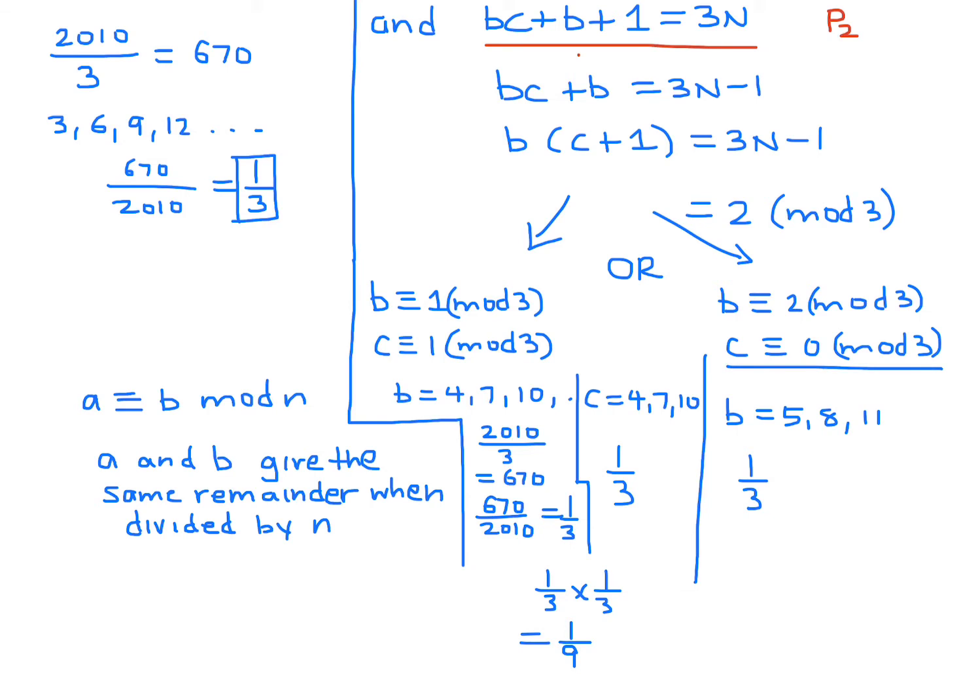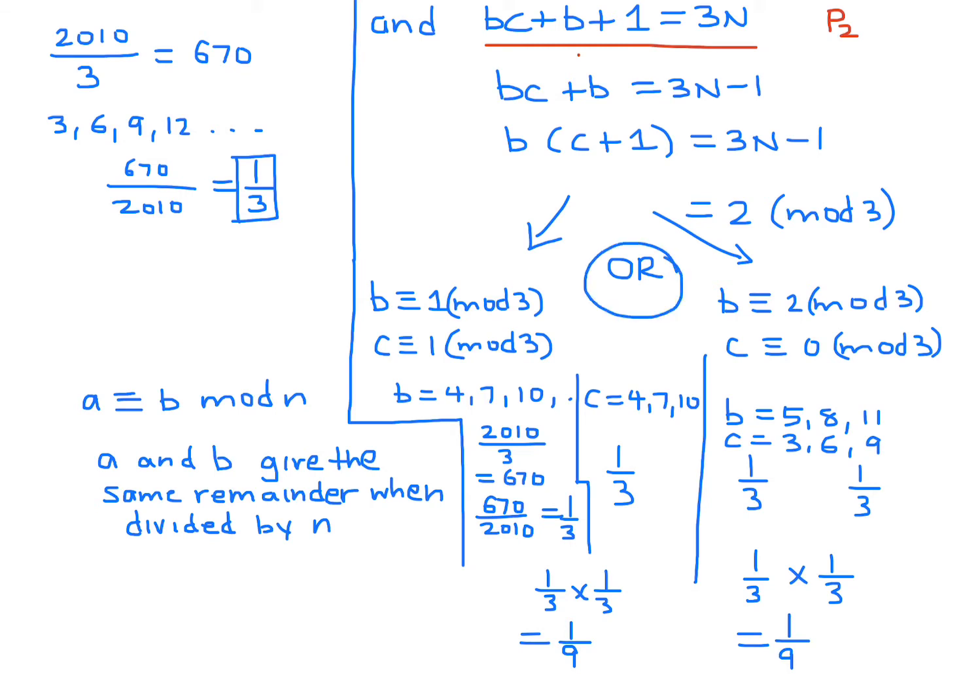C is equal to 0 mod 3. What does that mean? It means that C divided by 3 would give us a remainder of 0. So C is basically of the form 3, 6, 9, multiples of 3. Because if you divide by 3, the remainder is 0. And the probability of getting that is a third. So, as before, the probability of B being equivalent to 2 mod 3 and C being equivalent to 0 mod 3, is 1/3 times 1/3, which is 1/9.